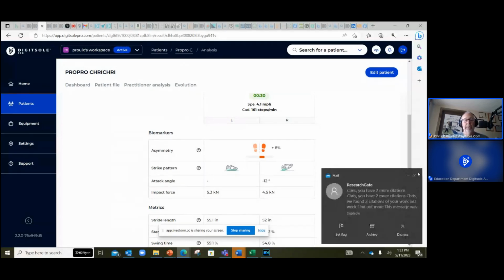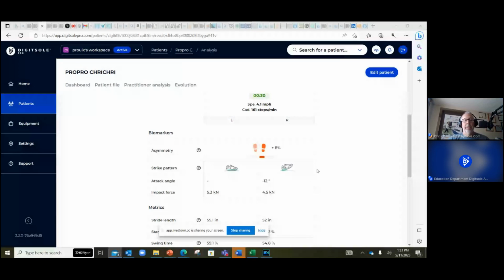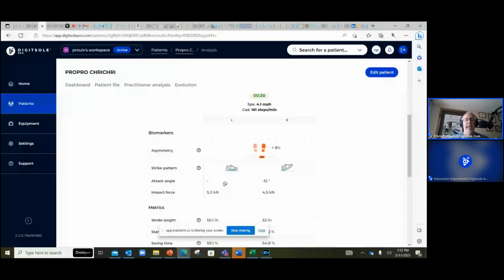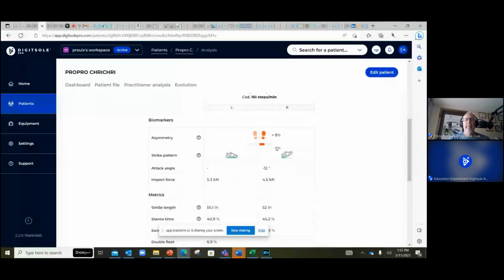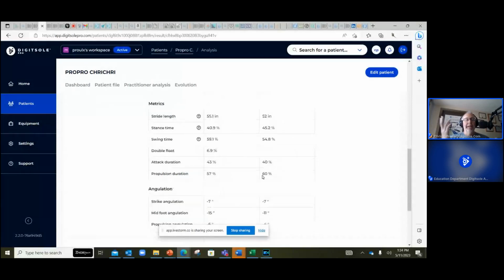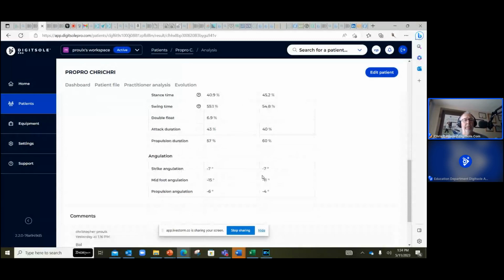So now, whoopsie. So now I just clicked on a moment in time, and you can see that at that moment in time, I've got an 8% difference in symmetry, similar impact force, similar attack angle, my strike angle. We see my stride length here is about 3 inches, or about 7.5 centimeters. Stance time, 5% difference. And so again, it's just showing me the same characteristics that we already looked at.